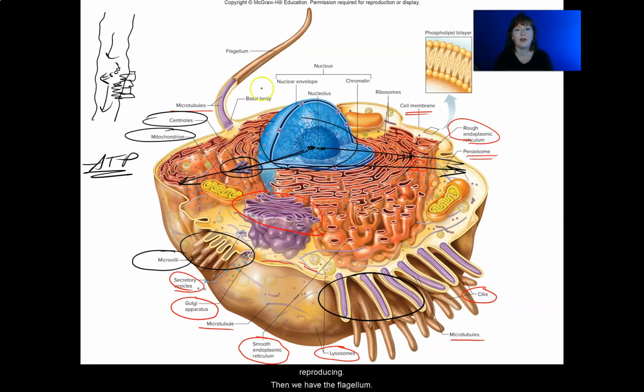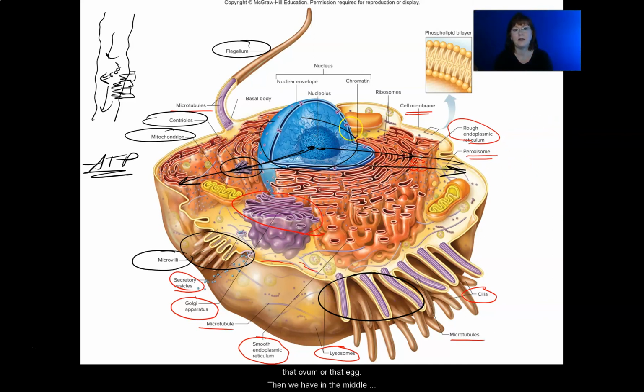Then we have the flagellum. Now, a flagellum, flagella is plural, but a flagellum is basically a tail for the cell. The only cells that we have in our body that have a flagellum would be sperm cells that help to move that sperm from where it's deposited to where it finds that ovum or that egg.